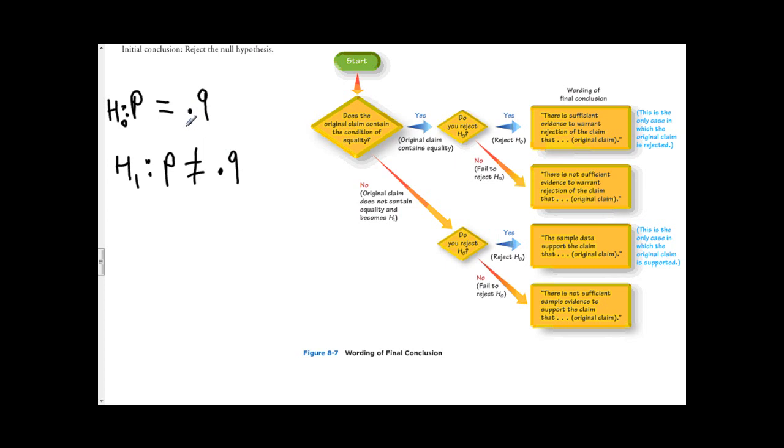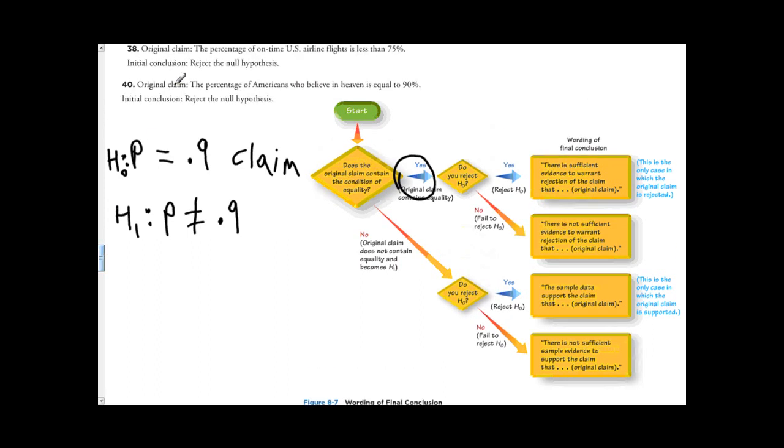So does the original claim contain the condition of equality? Well, this was the claim. The claim was that the proportion was equal to 90%. So the answer there is yes, the original claim does contain equality because it's the null hypothesis. Do you reject the null hypothesis? Well, it says here in number 40 that we're going to reject the null hypothesis. So the answer there is yes.